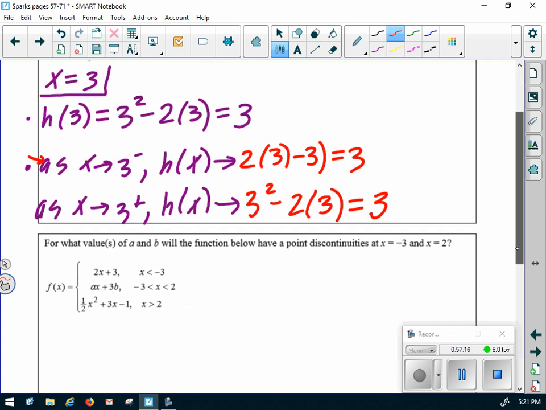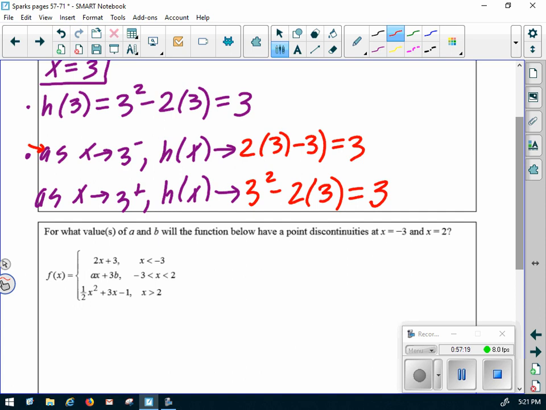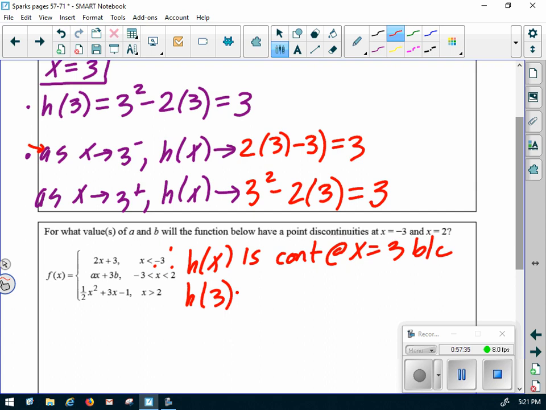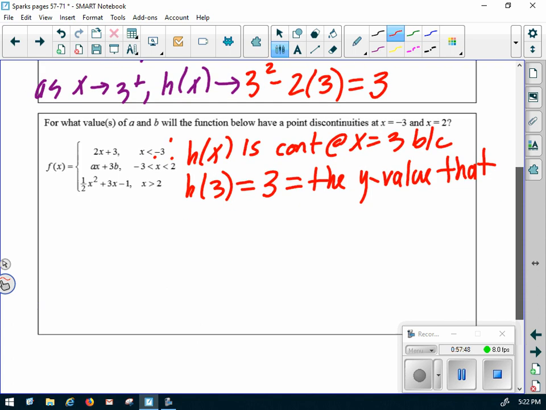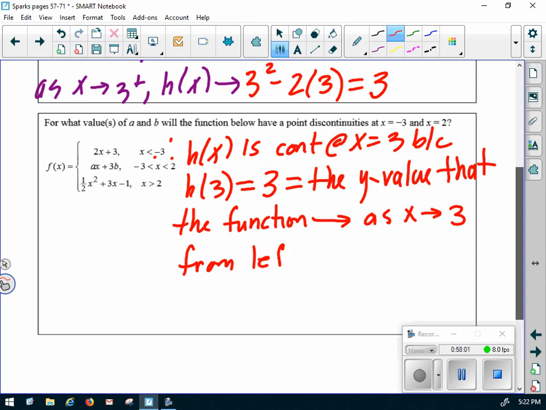Ha ha, what do you see? Okay, I'm going to just have to write my conclusion down here. h of x is continuous at x equals 3 because h of 3 is equal to 3, which is the y value that the function approaches as x approaches 3 from the left and the right.